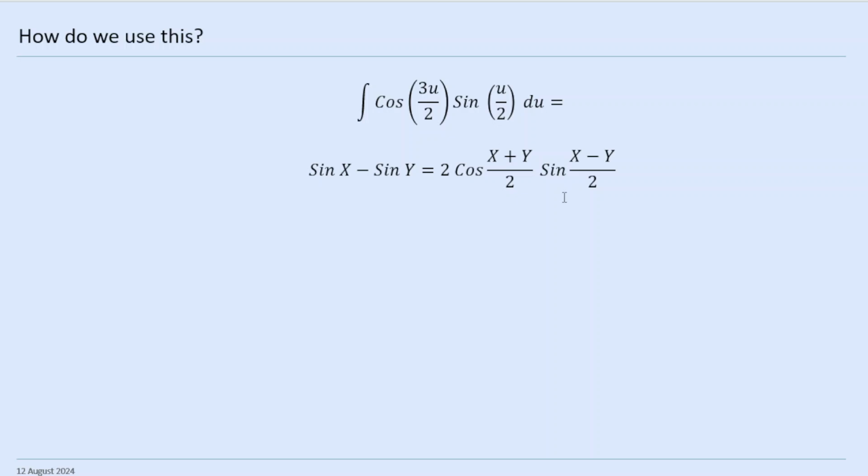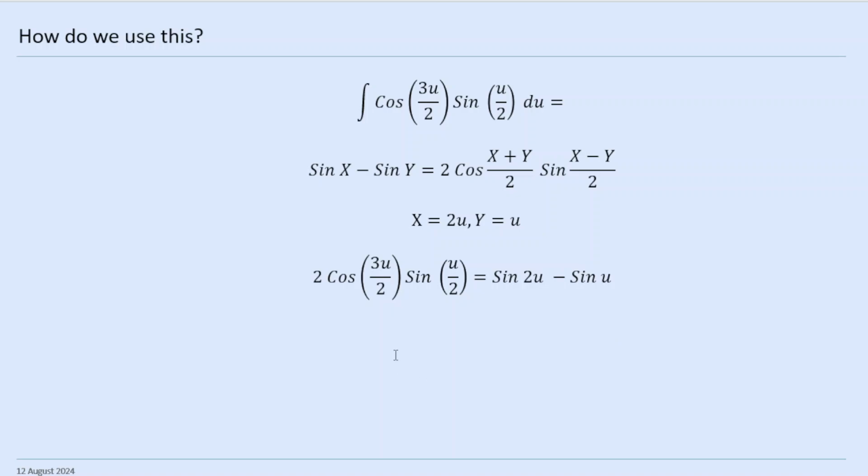If we chose x to be 2u, and y to be u, then we'd have 3u here, and we just have u there. So it would all kind of work, right? So if x was 2u and y was u, then it would all work. We'd end up with this equation, if we change the sides: 2 cos 3u over 2 sine u over 2 equals sine 2u, which is x, minus sine u, which is y.